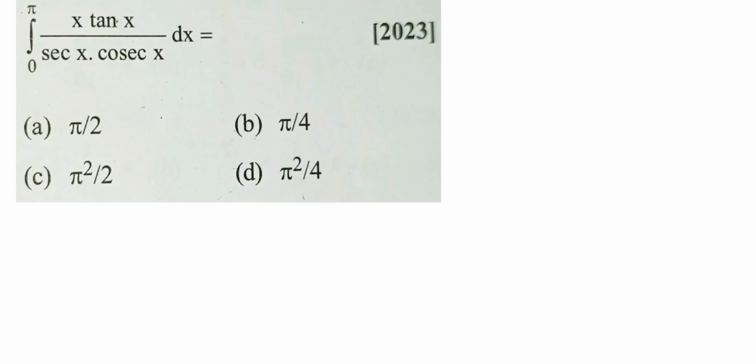So in this video we are going to discuss this question. The question is, we have to find the integration of x tan x divided by sec x cosec x dx from 0 to pi. Okay, so first of all I will call this I. So I is given as the integral from 0 to pi.